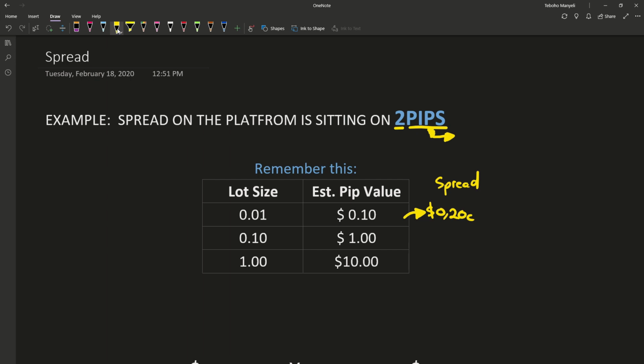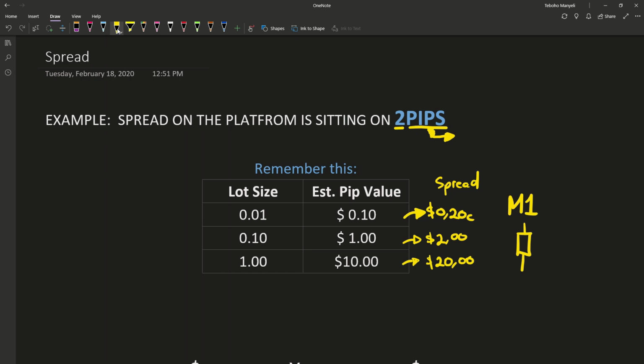If you use the 0.10, which is then pip valued at $1 per pip, you're going to pay for the same trade, but because of the lot size, $2 in spread. And if you use a 1.00 standard lot, you'll use up about $20 on spread. Now, spread can be covered in literally a 1 minute candle. So one 1 minute candle is usually enough to cover the spread that you are paying.